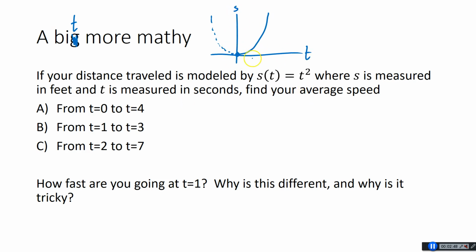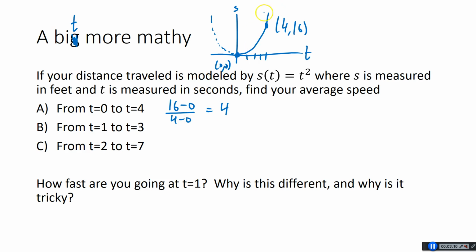So from 0 to 4. We go to 1, 2, 3, 4. At 4, we should be up here at (4, 16). And here we're at (0, 0). So how far do we go in those 4 seconds? We go from 0 to 16, so 16 minus 0, and we divide by the time elapsed, which is 4 minus 0. So 16 divided by 4 is 4.